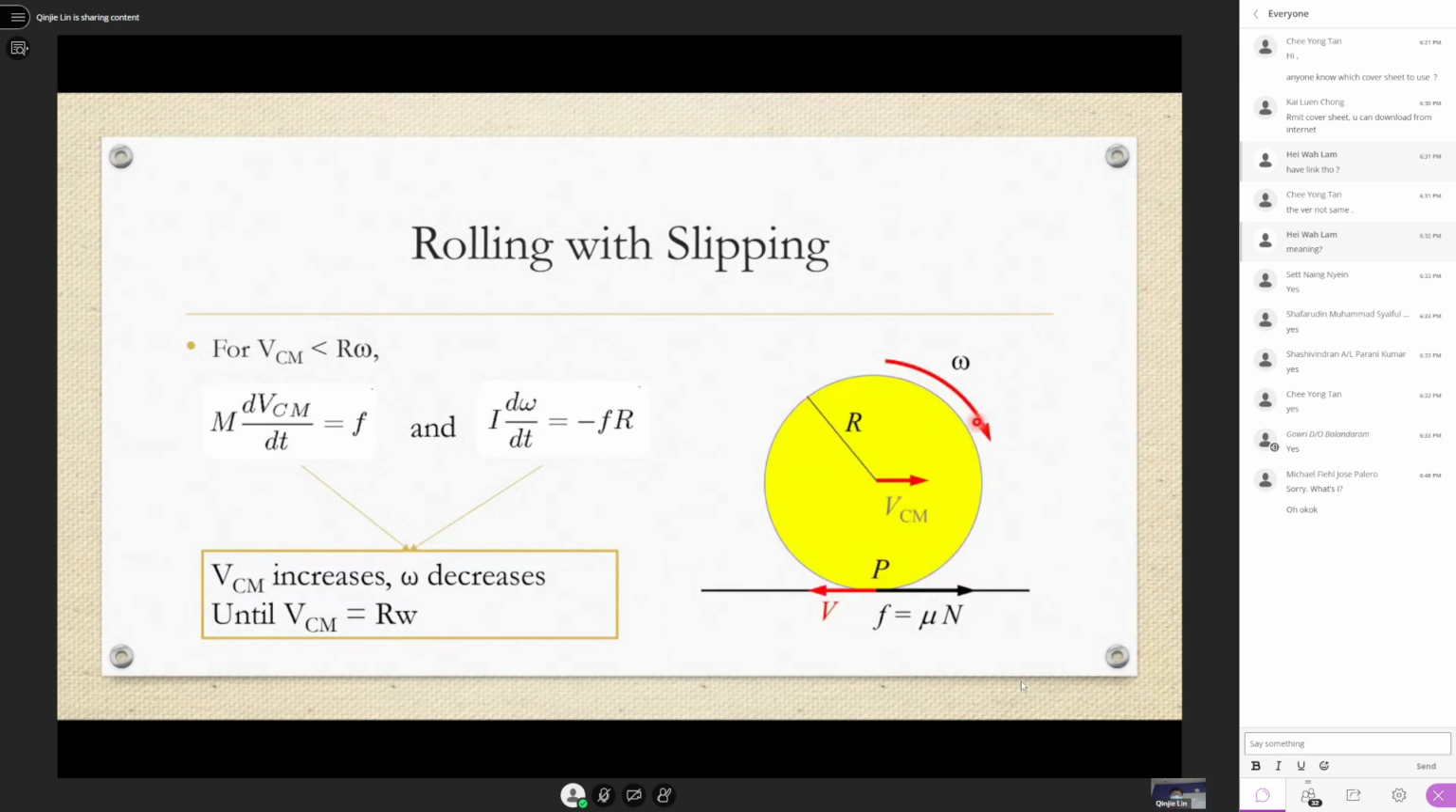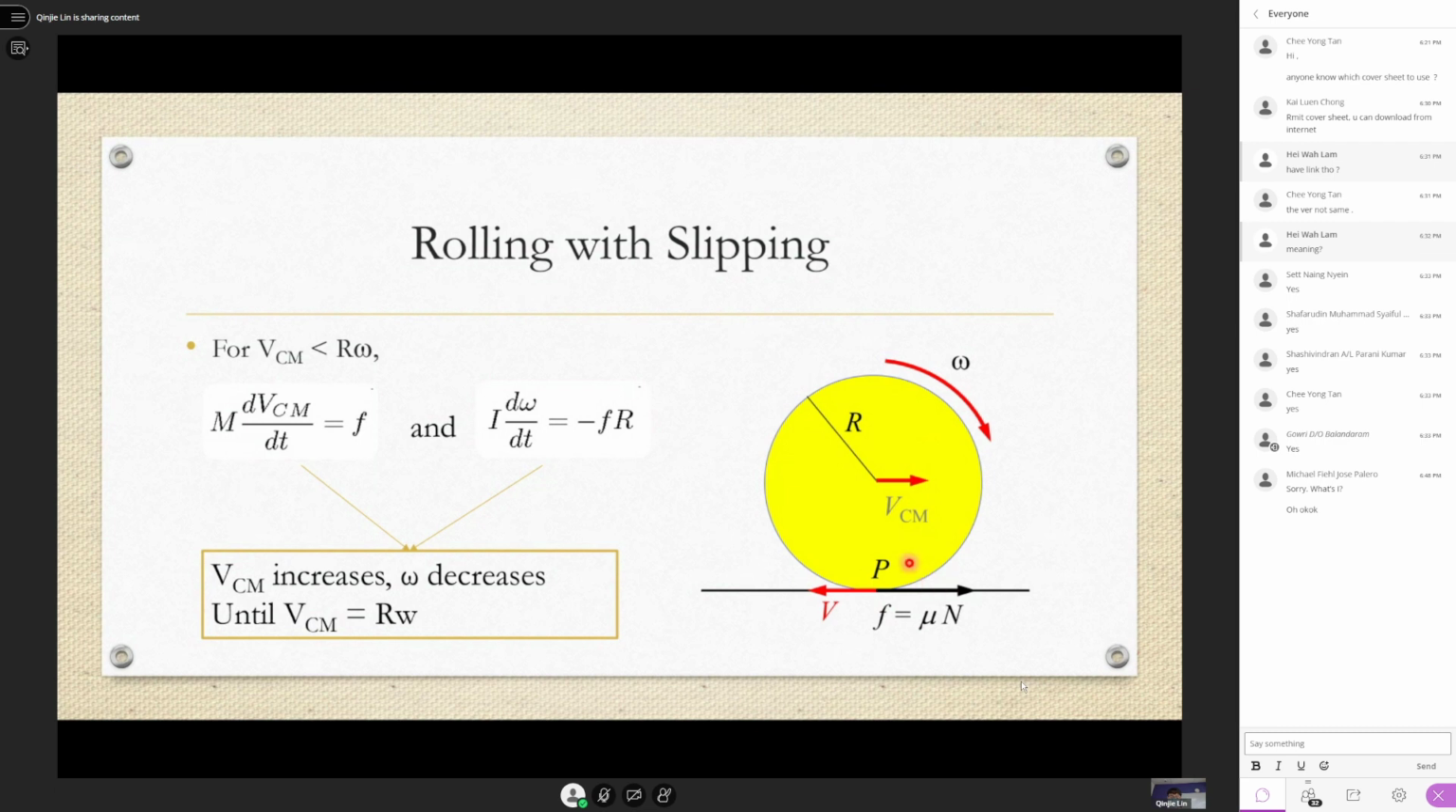It's rotating so much faster than it's supposed to translate. That means it's like rolling a lot more on the spot than it's supposed to go to the right. So if this happens, what are the forces involved? Same thing, you look at this point P, something is going to slide there. So there will be some friction. But where is the friction pointing?